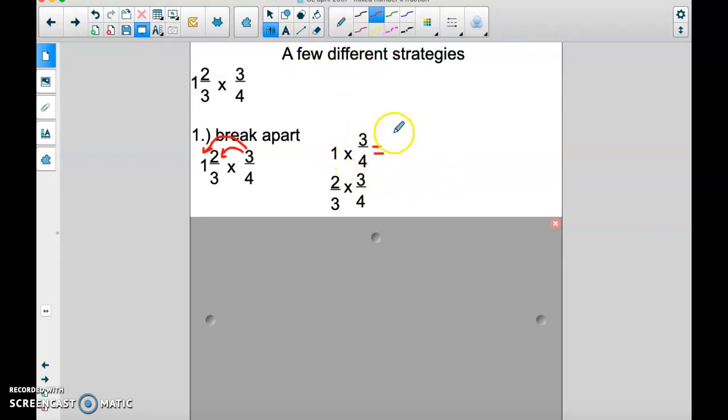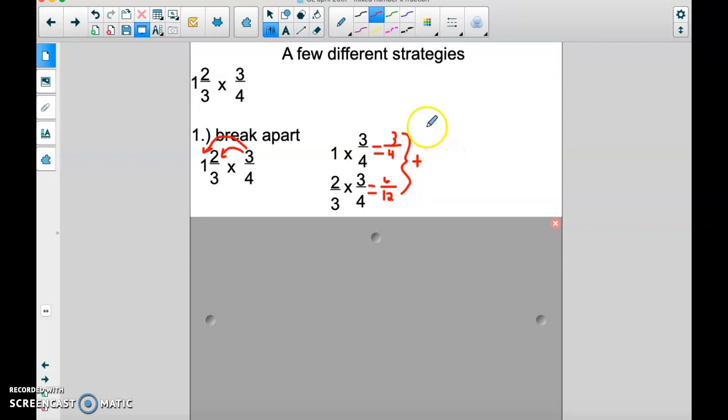1 times 3/4 would be 3/4. And 2/3 times 3/4 would be 6/12. Okay? Now from here, we're not done. We have to add these together. Okay?